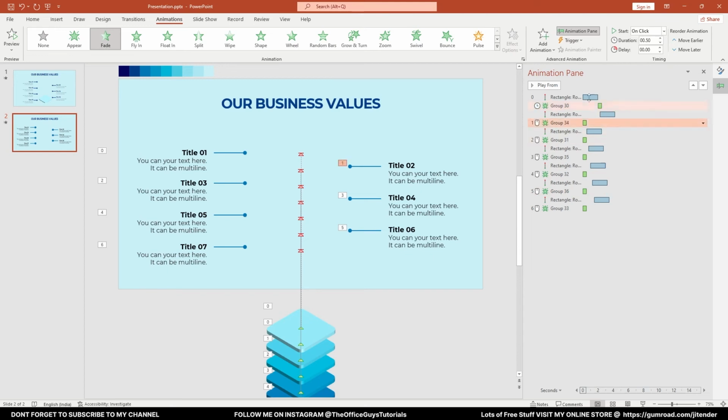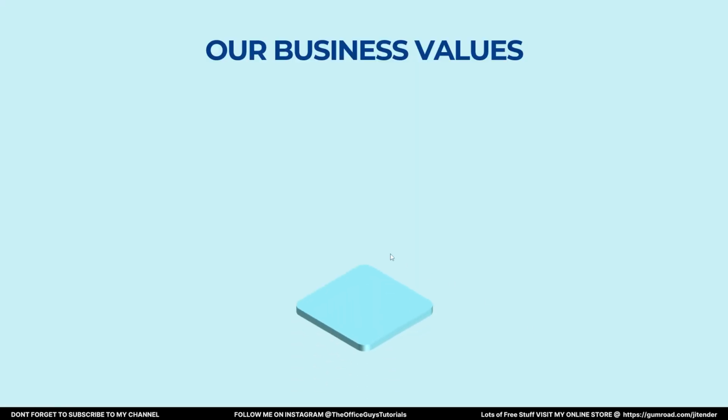Make sure that these are After Previous. Once the first animation finishes, this should appear. So make sure that all groups, in the green color, are After Previous, After Previous, After Previous, After Previous, After Previous, and After Previous. Let me show you how it looks.